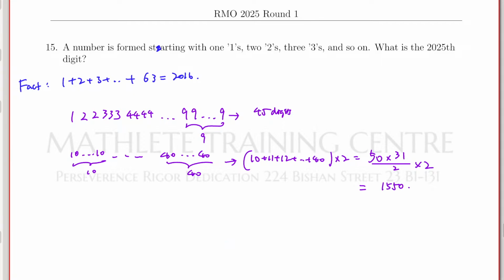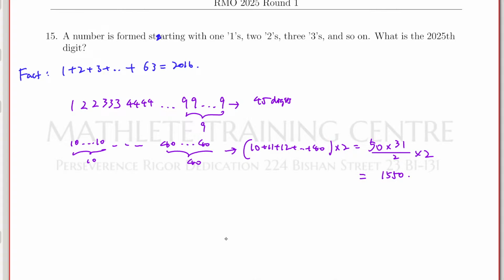So we still need more. Then what do we need after we use the 41s? There are going to be 2 times 41, equal to 82 digits. Is it enough? Not quite.